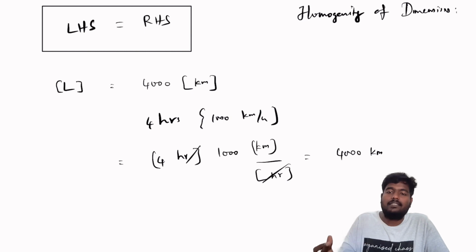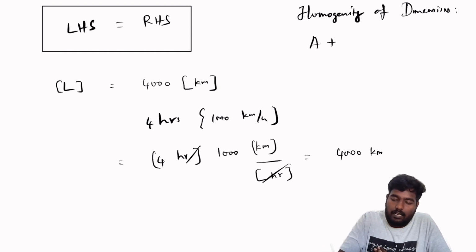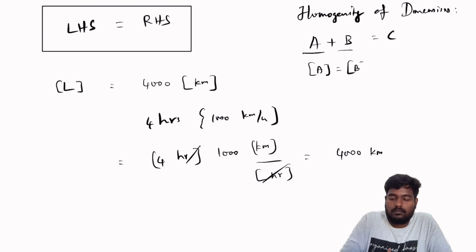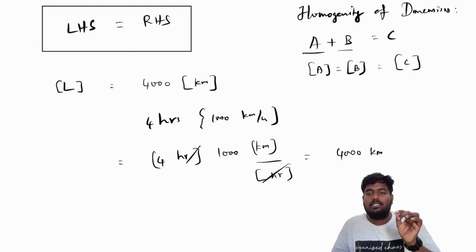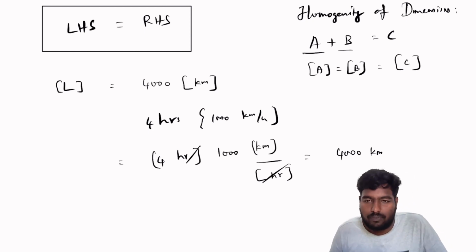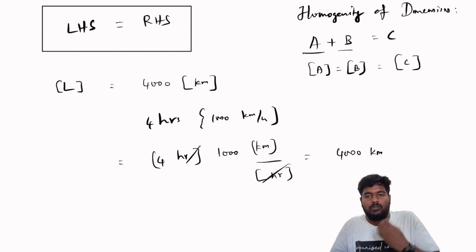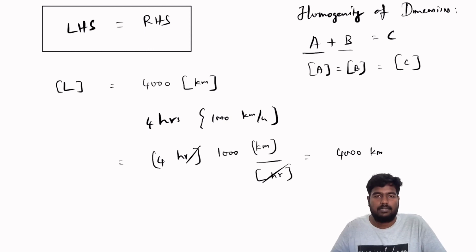So if you're adding something, it means that they are the same dimension. Let's say that I'm adding A and B, which gives me C. It tells me that A and B are dimensionally same, and eventually C is also the same dimension. This concept we are going to use to solve a lot of questions. This is called the principle of homogeneity of dimensions, that you can add only the same dimension in the equations. But you can multiply with anything.